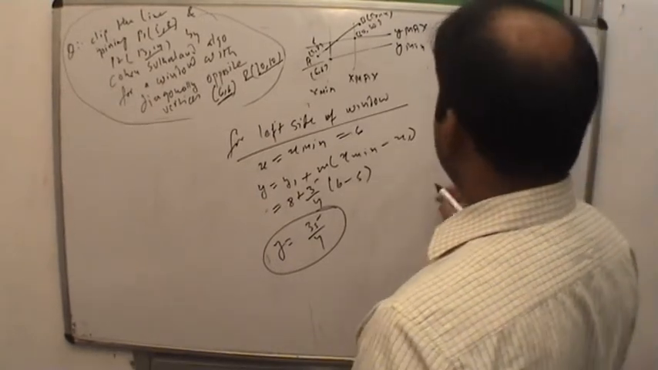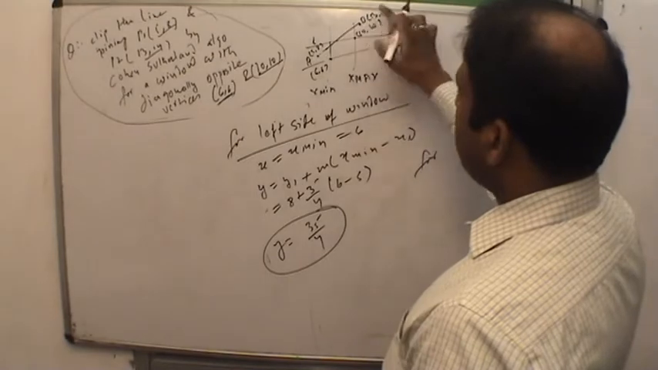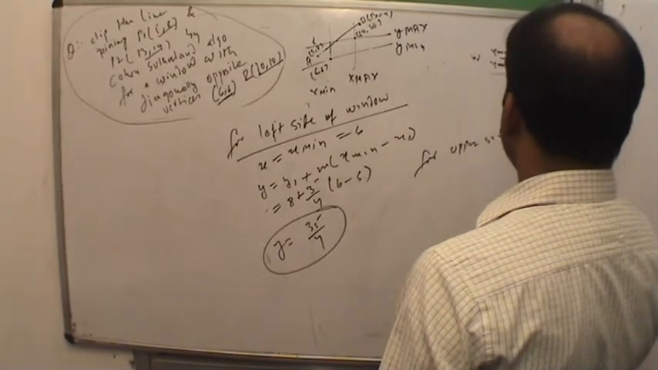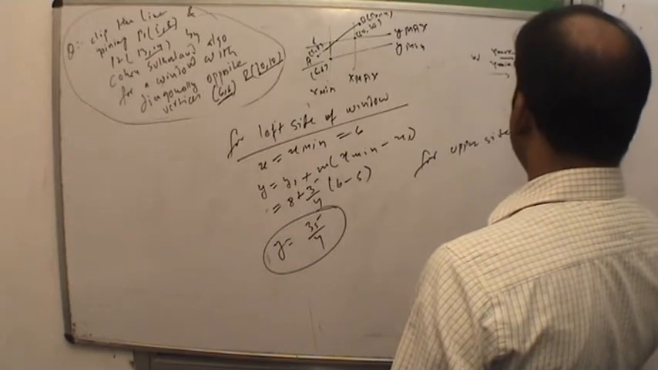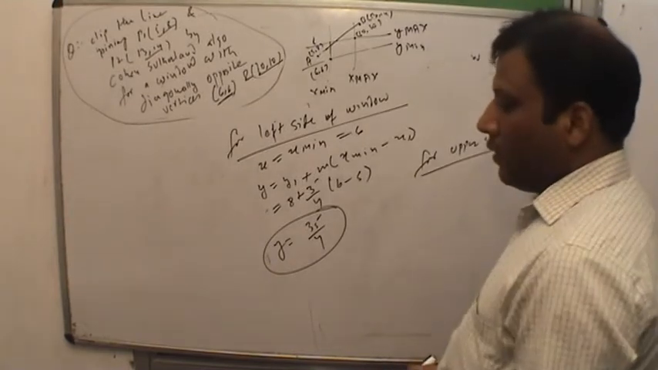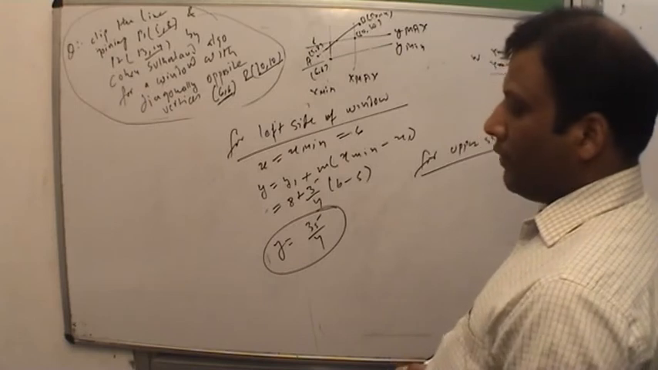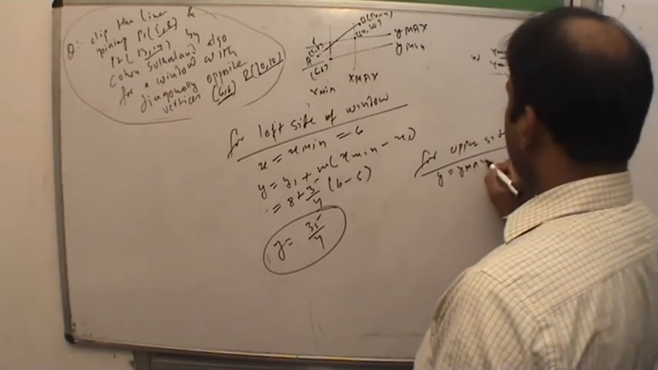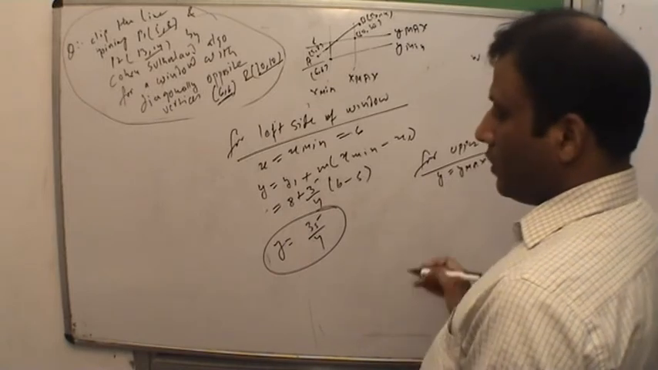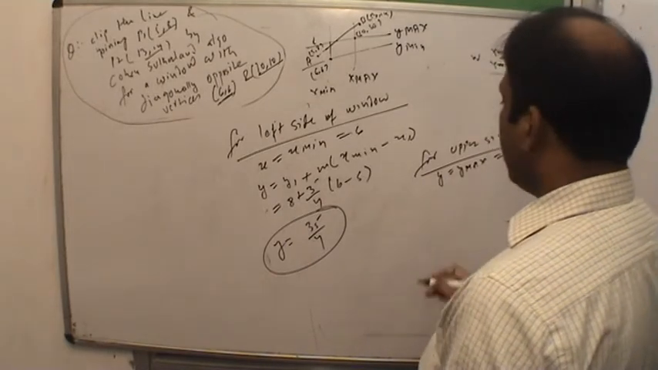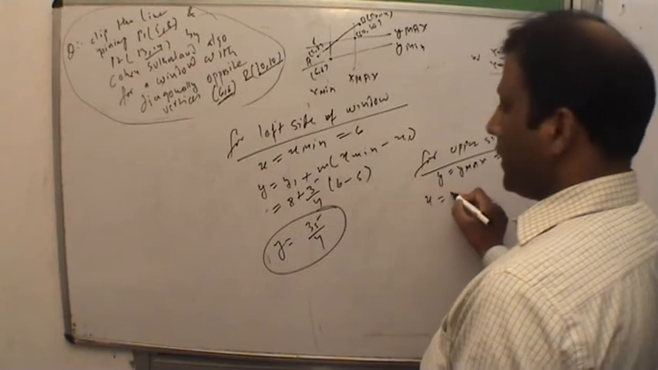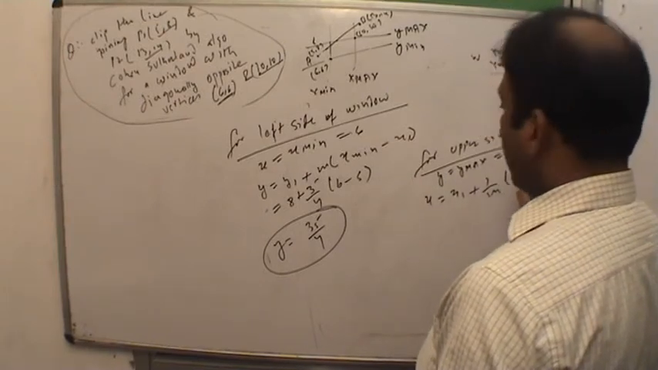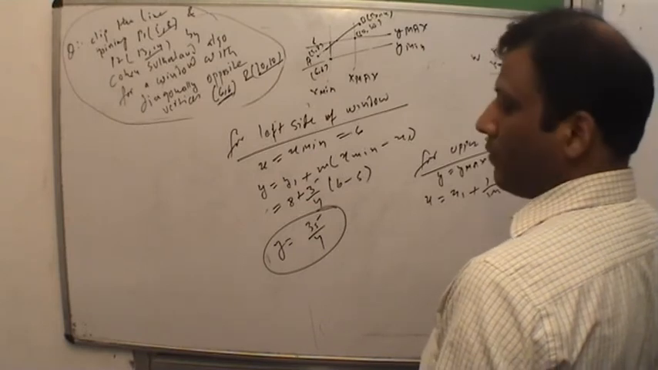And now for the upper side of the window, we have the value y equal to y max, which is 10. So when we put the value of y max, 10, into the equation of line, we get x equal to x1 plus 1 by m into y max minus y1.